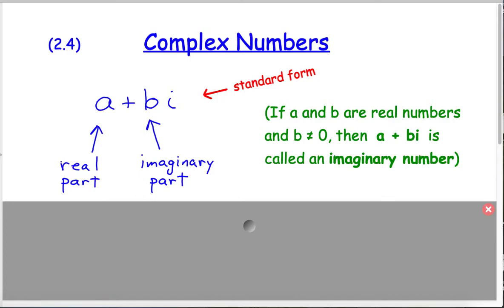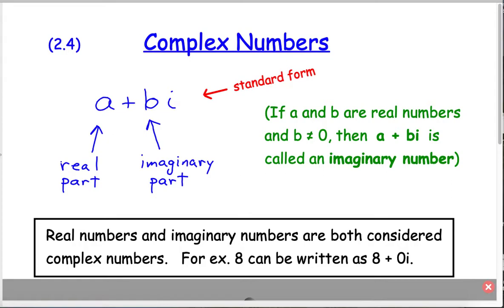So it's important to understand, a lot of times students think complex numbers means the same as imaginary numbers. So the complex numbers is kind of like an umbrella. It includes the real numbers, which we've been working with, and it also includes the imaginary numbers, and that's when that b value is not 0. So for example, the number 8, which is a real number, we can write that in standard form for complex numbers as 8 plus 0i.